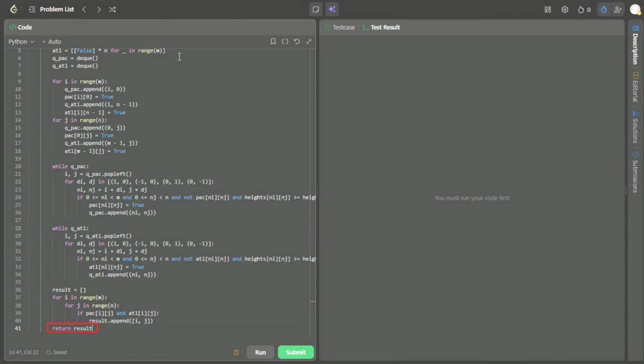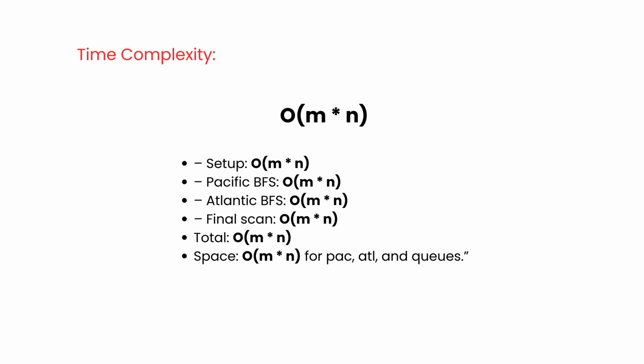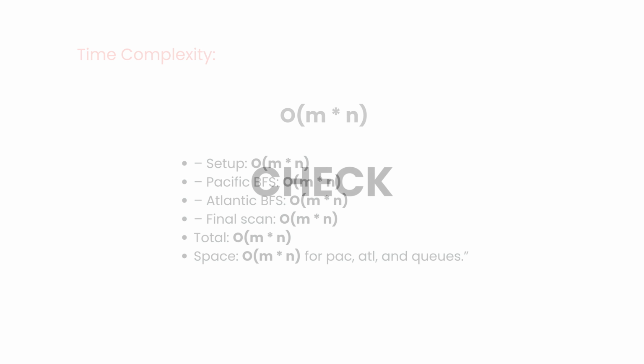Finally, we return result. Time complexity: setup, O(MN). Pacific BFS, O(MN). Atlantic BFS, O(MN). Final scan, O(MN). Total, O(MN). Space, O(MN), for pac, atl, and queues. And that's the algorithm. Mark border cells, run BFS from both oceans, and intersect the reachability maps to get all dual ocean cells.